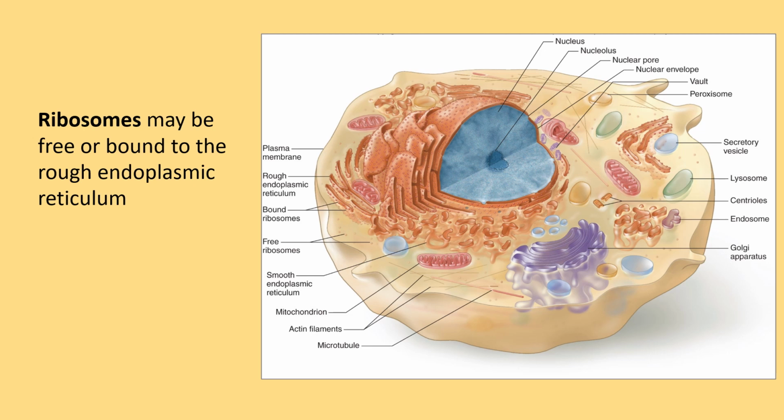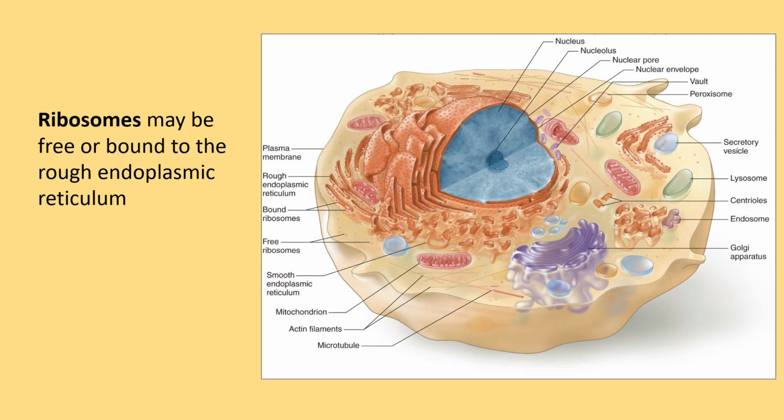Outside the nucleus, as part of the cytoplasm, we find molecules called ribosomes. Ribosomes are made out of RNA, ribosomal RNA, and ribosomes play an important role in protein synthesis, which we'll talk about in just a little bit.